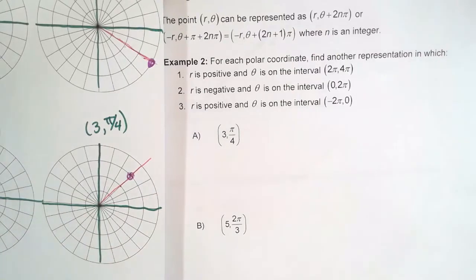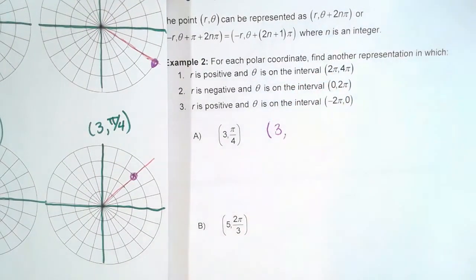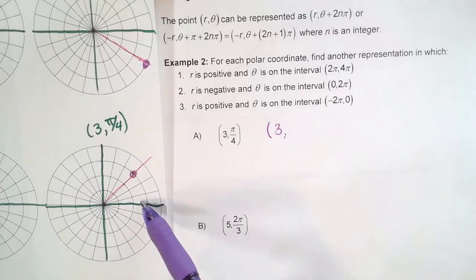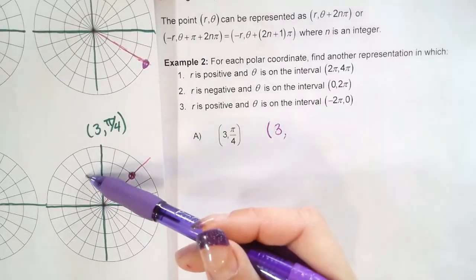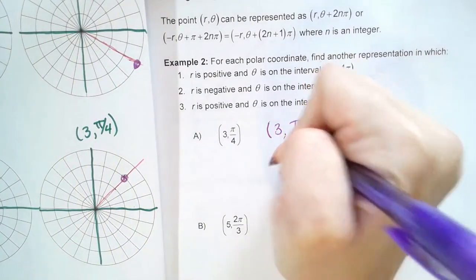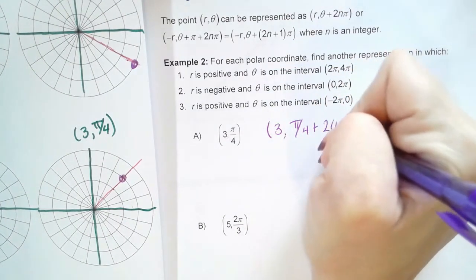Okay, so we want it where r is still positive. Well, that means that r is still going to be 3. Okay, but now we want it to go around within 2 times, right? Because this is 2 pi, but we want it to be between 2 pi, so it's double around. So if we double around, that would be our theta, which is pi over 4, plus n would be 1.